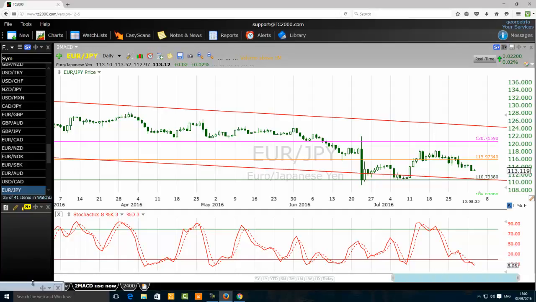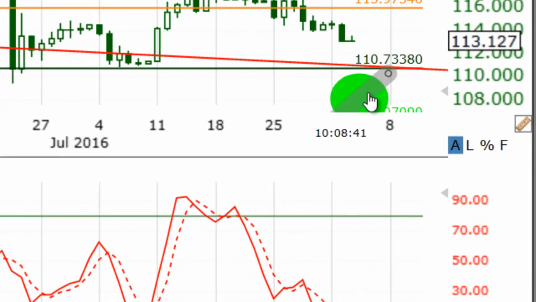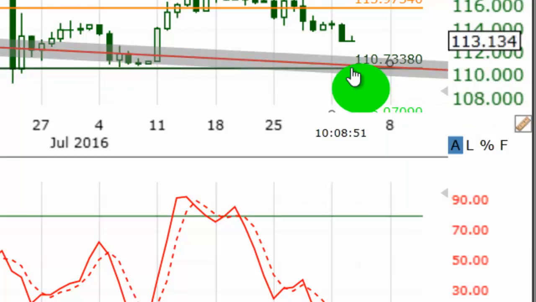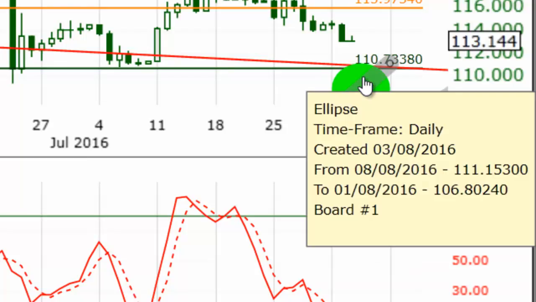That's the support level that the stochastic is pointing to us. That support level here, that's what the stochastic is pointing to us. So we will expect the euro yen slowly but gradually to come and retest this level here. And then we will see whether those who bought it here will buy it again.